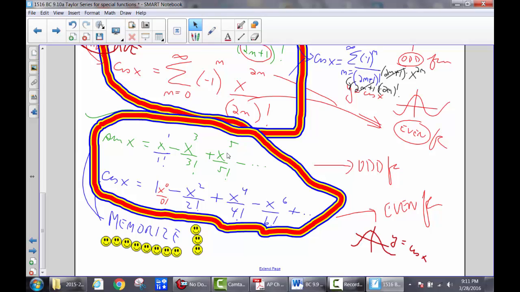So this ends up being 1 minus x squared over 2 factorial plus x to the 4th over 4 factorial, etc. So again, it's an alternating series. This time all the exponents and all the factorials are even. And of course, if you draw y equals cosine of x, you'll notice it is an even function. It's symmetric with respect to the y-axis. So you will want to have both of these memorized. Sine is odds, cosine is evens. It does start at x to the even 0 over 0 factorial, and sine starts at x to the 1, which is odd, over 1 factorial.